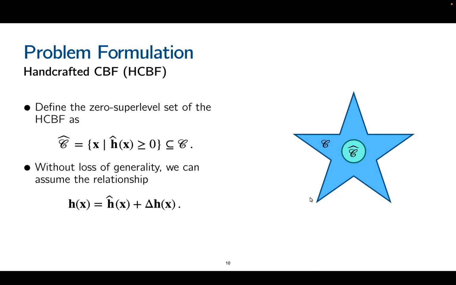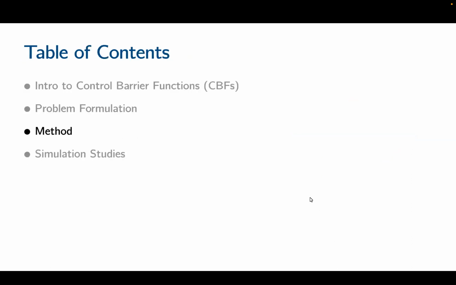And the goal of this paper is to find a way to estimate delta h. And now we show our proposed method to do that. Assuming we have a data set of safe and unsafe states, which we will cover the collection process of later in the next two slides. Assuming that we already have that data set, we are going to estimate delta H using a neural network.